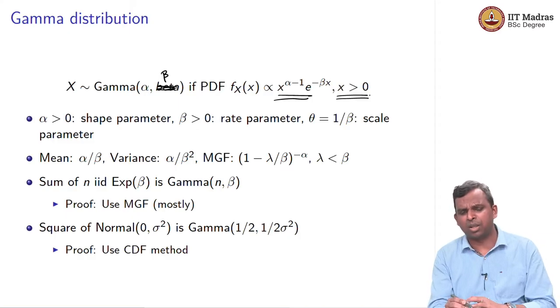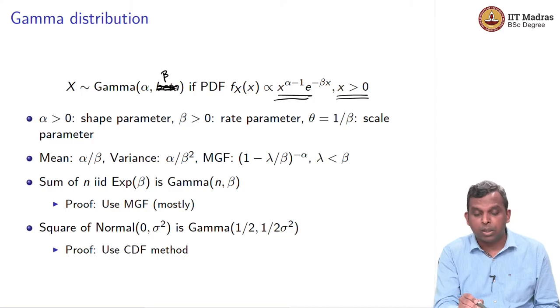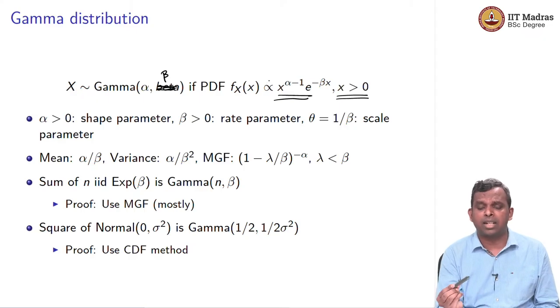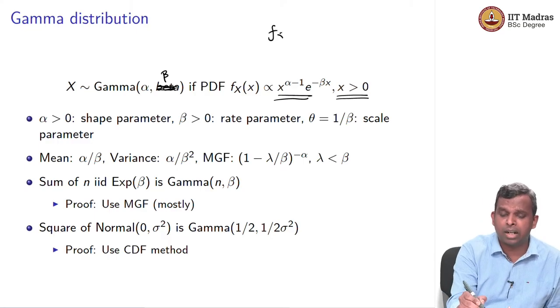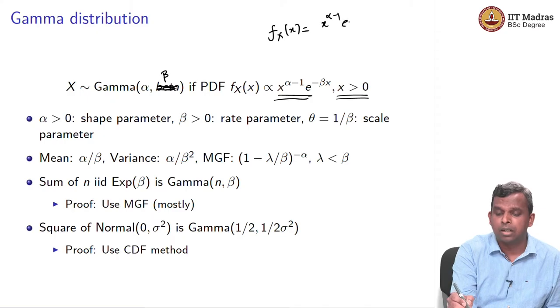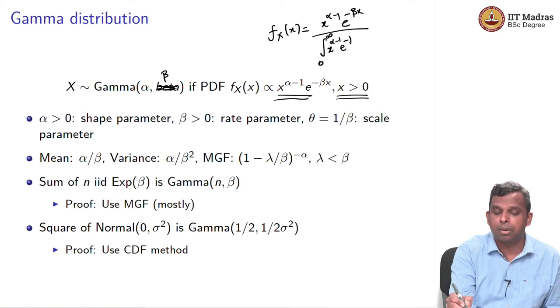It's like the exponential distribution in some sense. So it's proportional to x power alpha minus 1 e power minus beta x. Why do I say proportional to? How do I find the constant of proportionality? If you want to write the exact formula, it's going to be x power alpha minus 1 e power minus beta x divided by the integral from 0 to infinity of x power alpha minus 1 e power minus beta x dx.